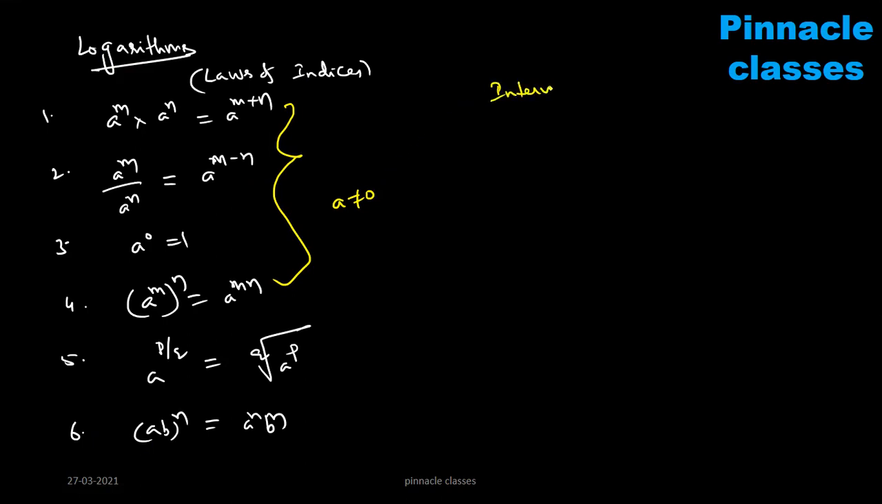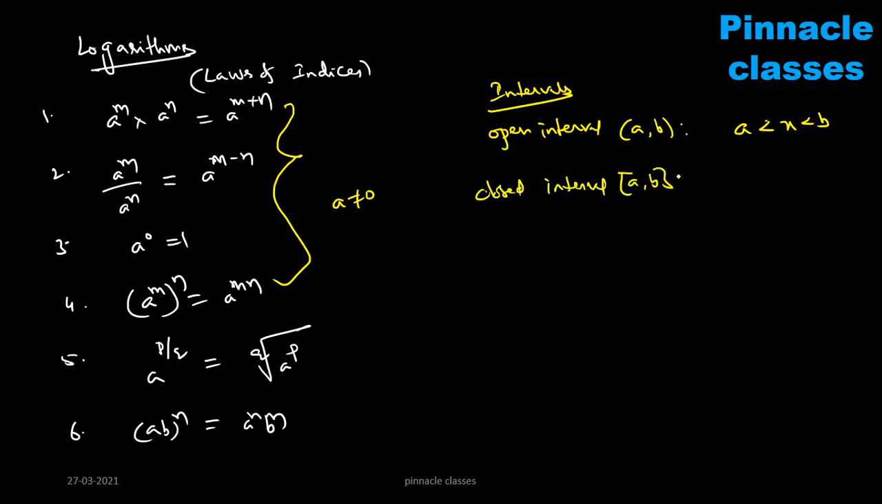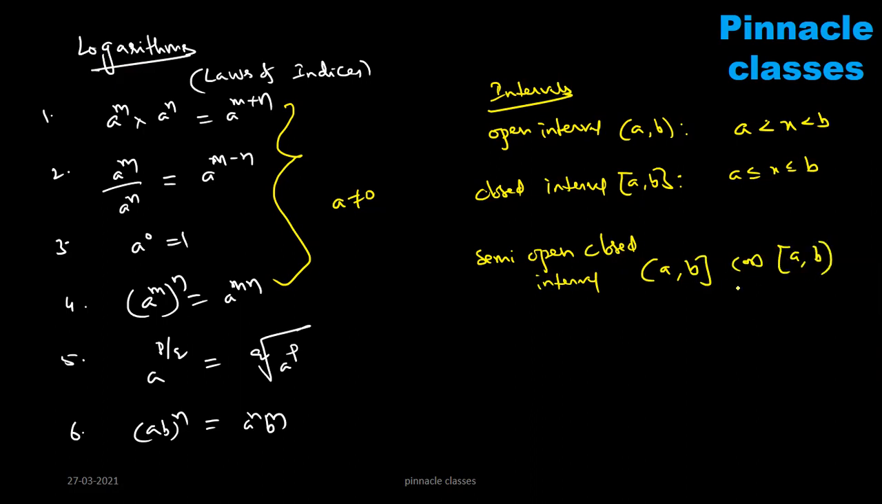And what about intervals? What do you mean by open interval? Suppose open interval a comma b. What is the meaning here? We suppose x is, a less than x less than b, means here both endpoints are not included. Closed interval: both endpoints are included. Semi-open, semi-closed interval means we can write like that or like that. That means one point is included, one point is excluded.